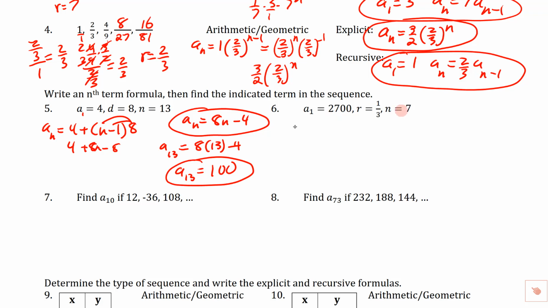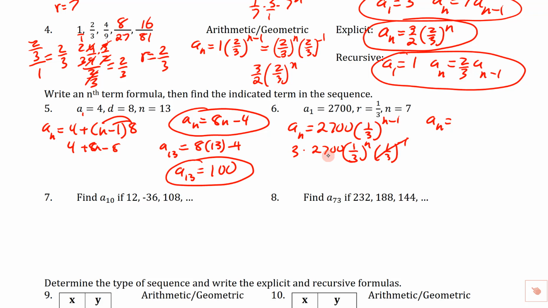Okay, so let's see what we've got here. So the nth term would be the first term, 2700, times the n minus 1 common ratios. So this would be 2700, and then this would be 1/3 to the n, and then 1/3 to the -1. And remember, this is going to be the reciprocal. So the reciprocal of that is going to be 3. So I'm going to cross this off and bring a 3 out here. So here's what we end up with.